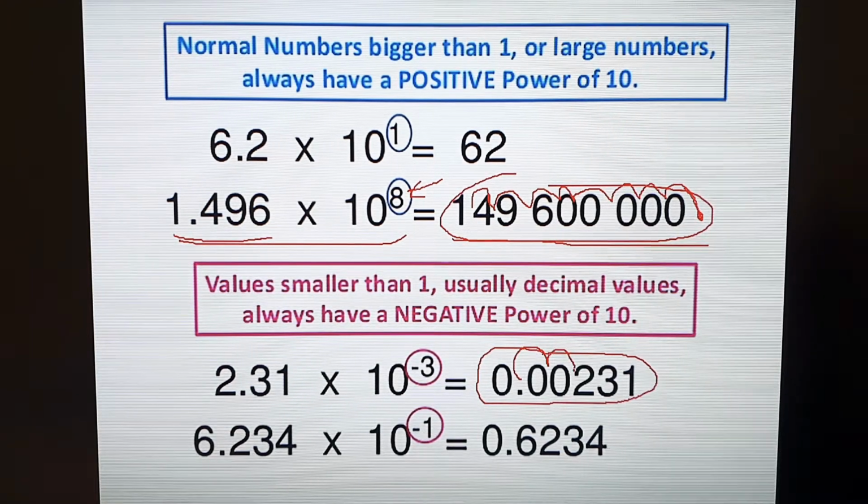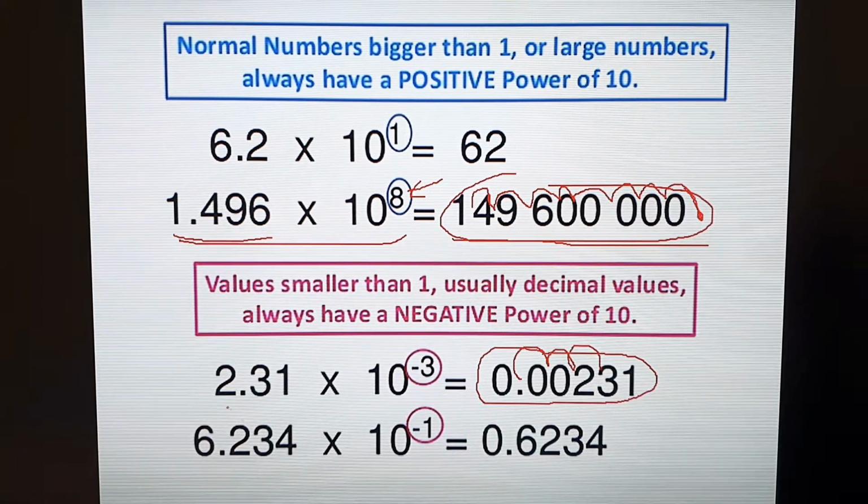So right now we've got 0.2, so that's no good. And here we've got 2.31, and that is a lot better because that's what we're trying to achieve, a number between 1 and less than 10. So we've got 2.31, then we go times 10, and then we raise it to the negative power of how many jumps we've just made. So we've made 3 jumps to get it to that point.